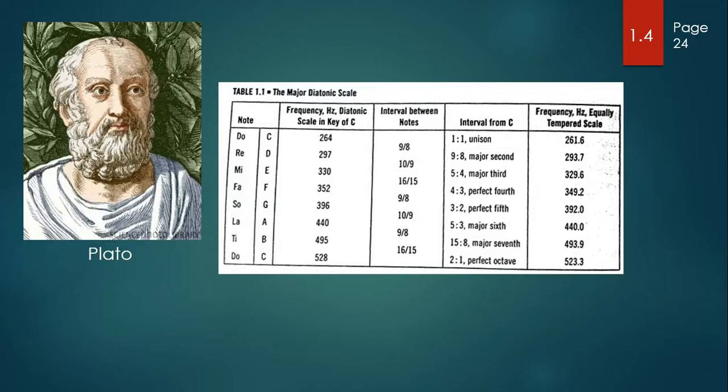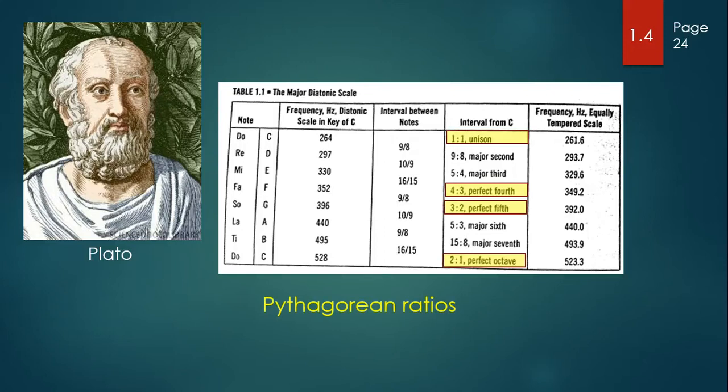Now, here's the major diatonic scale that we use today. If you look within that scale, you'll still see those Pythagorean ratios. But you'll also see some ratios in between those Pythagorean ratios. Those are the ratios that Plato was looking for by looking for mathematical patterns. For example, if you look at the pattern from the C to the D to the E, or you look at the pattern from the F to the G to the A to the B, what you see is geometric progressions.